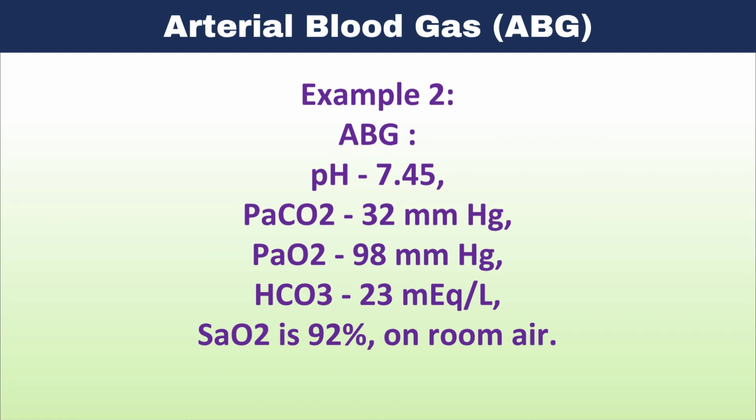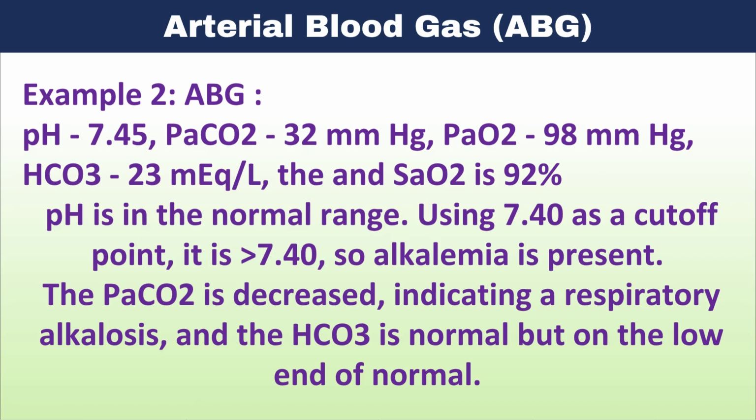The second example: if the ABG result shows pH 7.45, partial pressure of carbon dioxide 32, partial pressure of oxygen 98, bicarbonate 23, and oxygen saturation 92 on room air. In this case, pH is in normal range. Using 7.40 as a cutoff point, it is more than 7.40, that is alkalemia. The partial pressure of carbon dioxide is decreased, indicating a respiratory alkalosis, and the bicarbonate is normal but on the low end of normal.